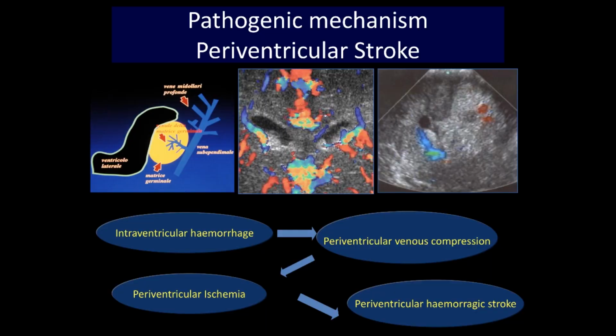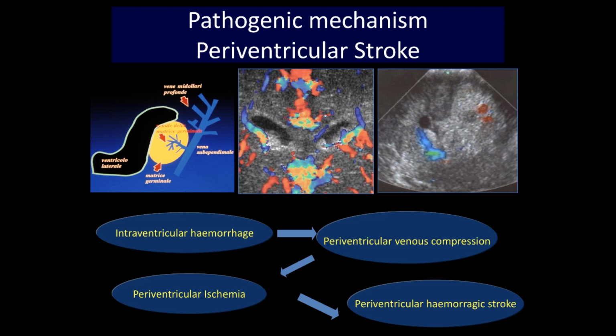There are some peculiar mechanisms for stroke in children. In particular, a peculiar mechanism seen in children, not in adults, is the mechanism at the base of the periventricular stroke. This is an ultrasound image. As we can see here, we've got hemoventricle. Here we've got blood that is hyperechogenic inside the ventricle. Blood inside the ventricle is called intraventricular hemorrhage.